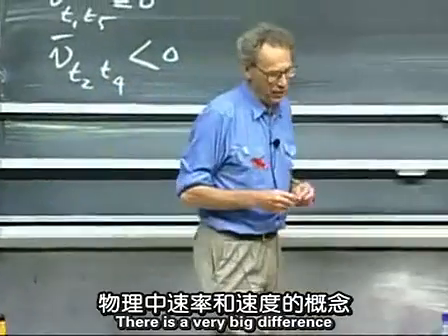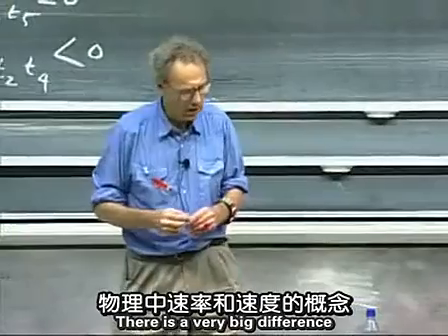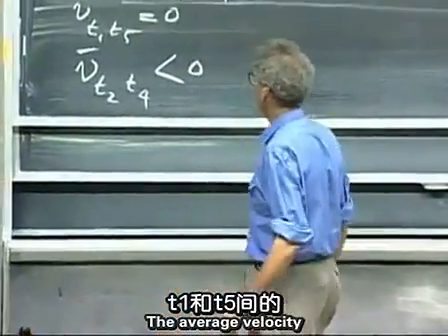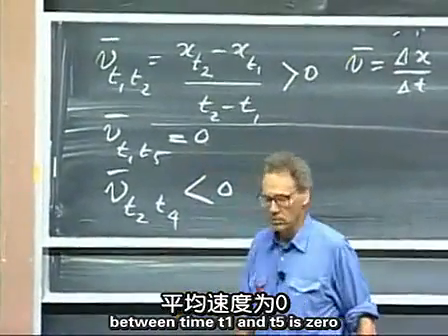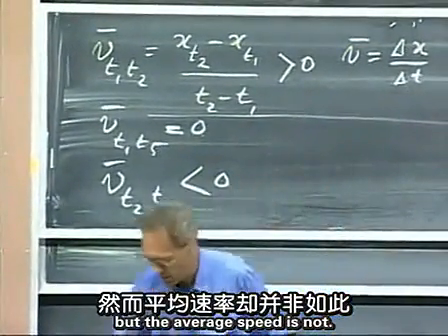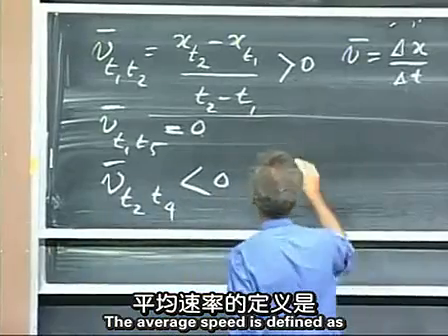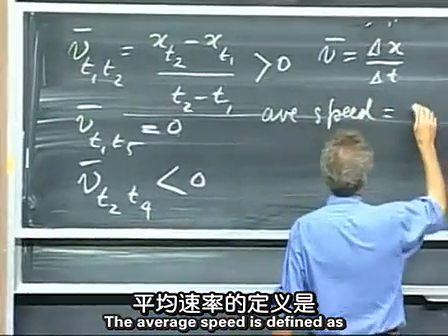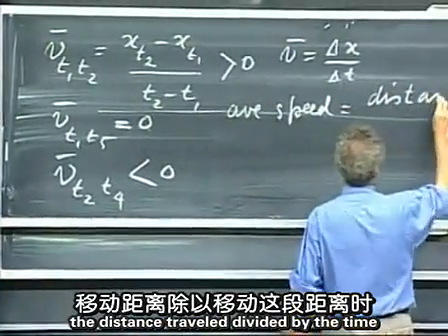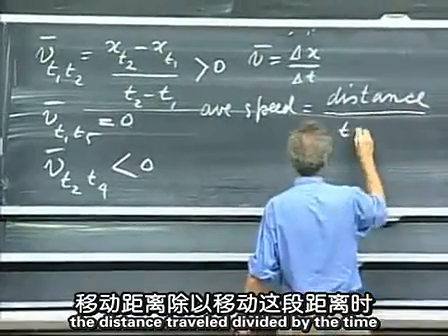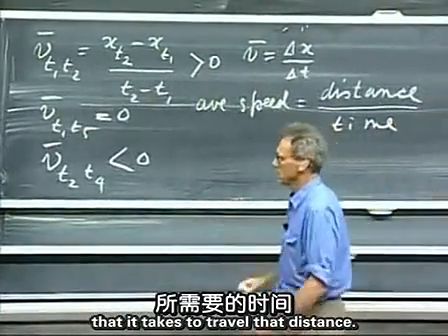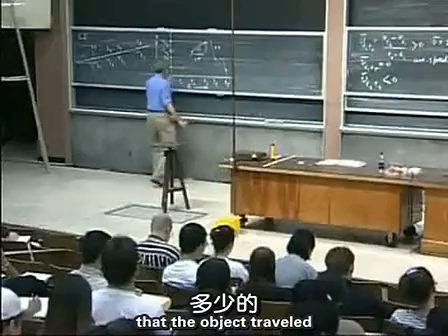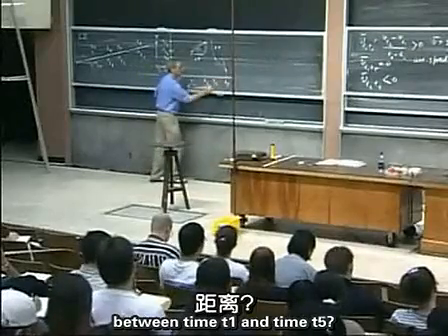There is a very big difference in physics between speed and velocity. The average velocity between time t1 and t5 is 0, but the average speed is not. The average speed is defined as the distance traveled divided by the time that it takes to travel that distance. Now, what is the distance that the object traveled between time t1 and time t5?